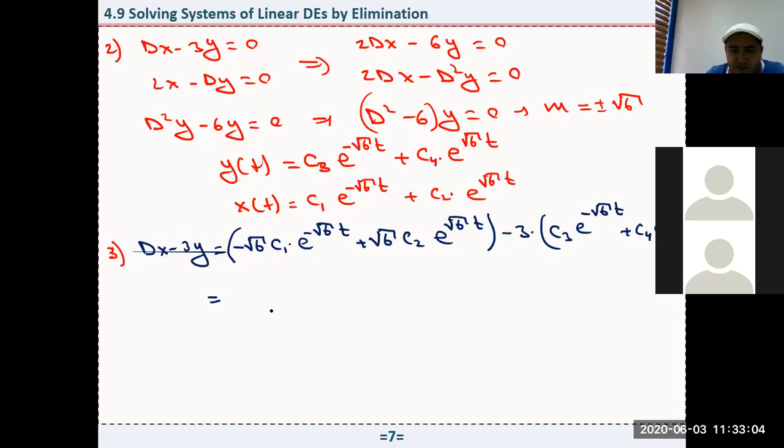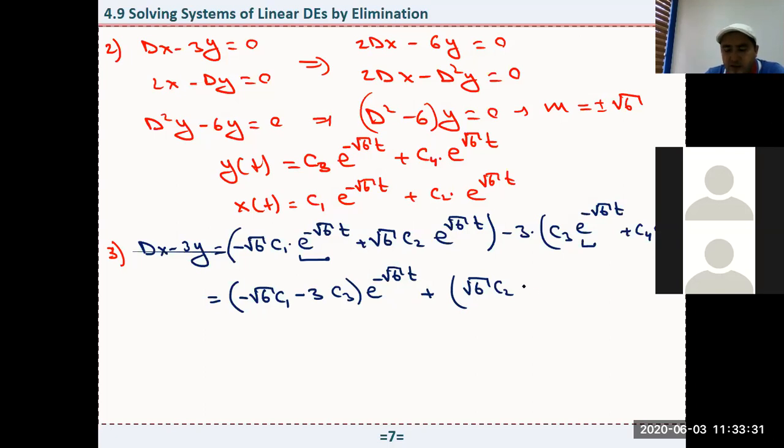That's equal to, if you simplify this, that is the common factor. Take this out. What I have here is minus square root of 6 c sub 1, and here we have minus 3 c sub 3 e to the power minus square root of 6 t, plus square root of 6 c sub 2 minus 3 times c sub 4, minus 3, times e to the power square root of 6 t.